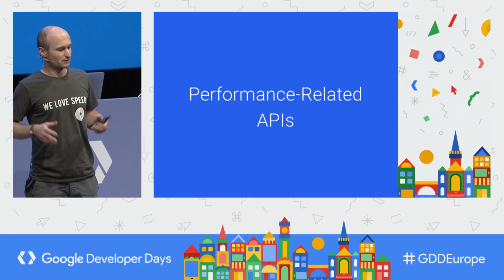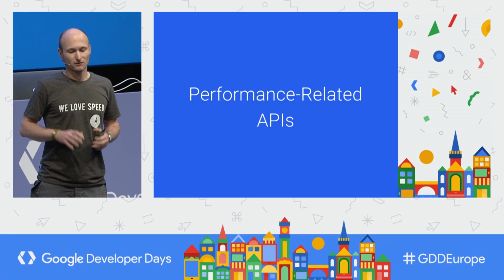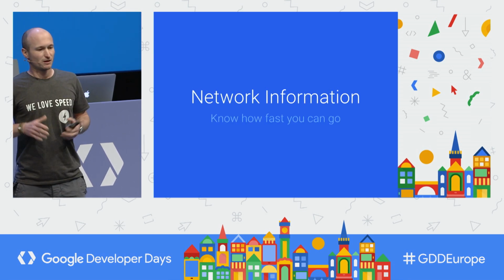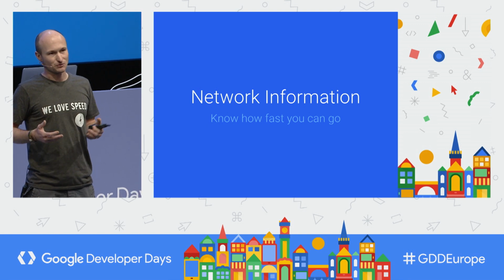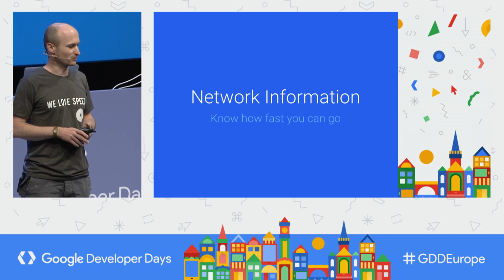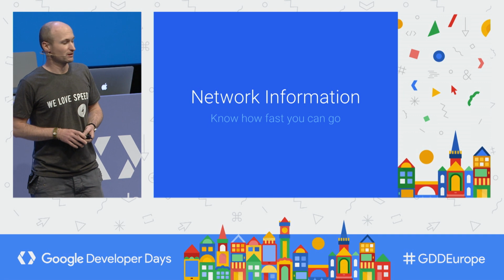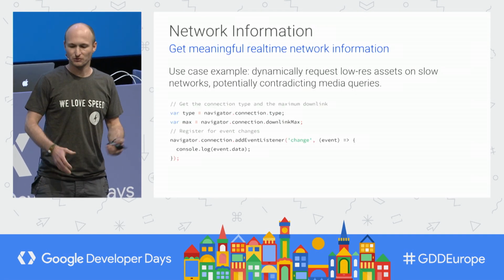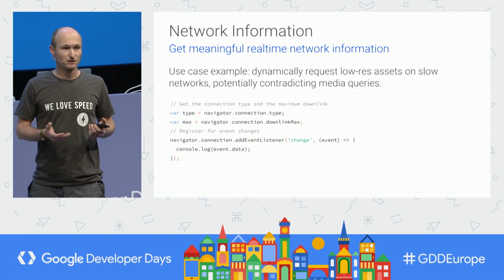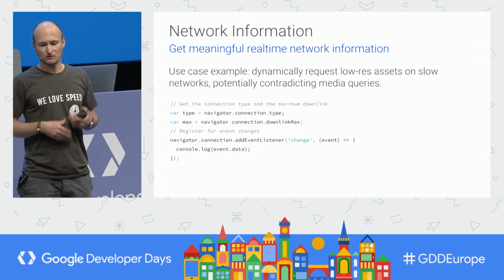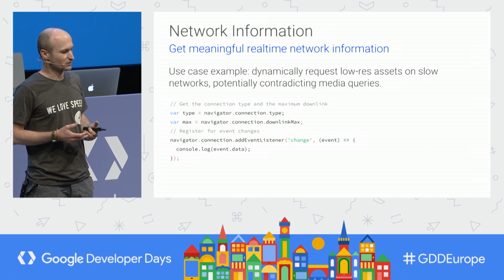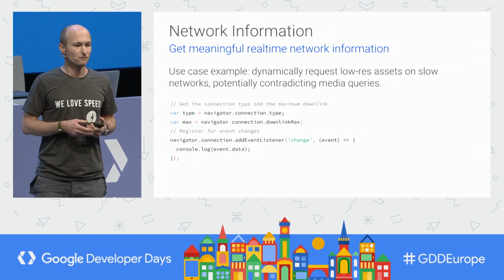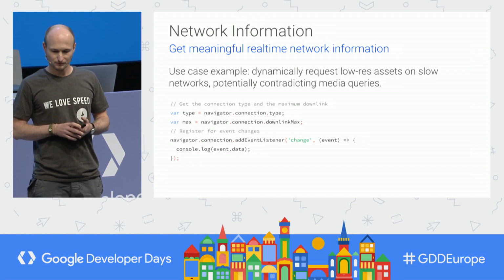Performance. This is super important, of course. We preach performance a lot. Performance-related APIs no longer allow you to have an excuse for having a badly performing site. Network Information API is something that you can use to know how fast you can go. Let me show you what you can do here. Based on the connection type of the user, you can now adapt your experience. For example, you could show someone low-resolution image assets when they are on a slow connection.